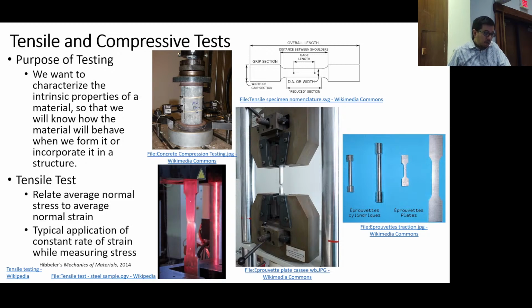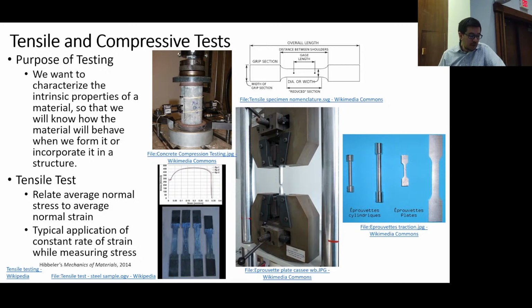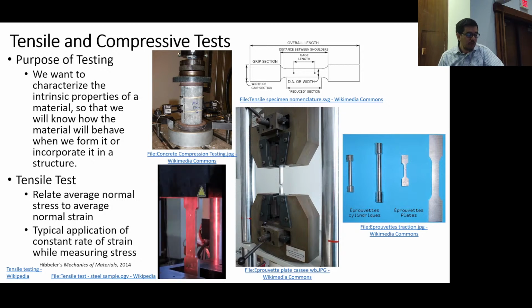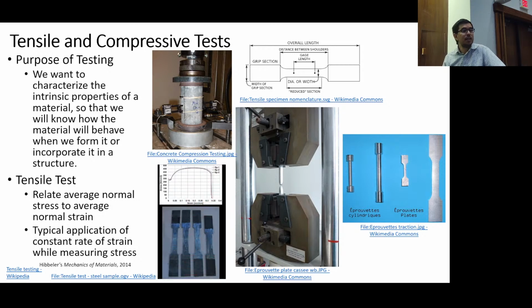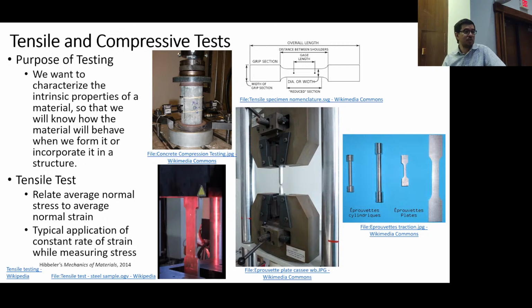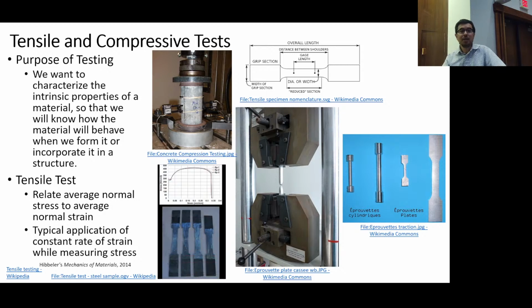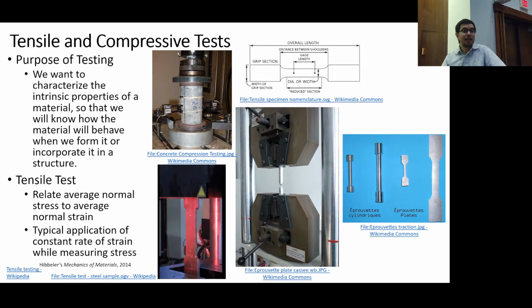So for the tensile testing that we do, we relate the average normal stress to the average normal strain, and we are typically applying a constant rate of strain while measuring stress. Okay, so now these words probably make more sense than they did the first time they were flashed on the screen. I probably said it prior, but most tensile testing machines control the rate of displacement, and then you can calculate a strain rate with that.